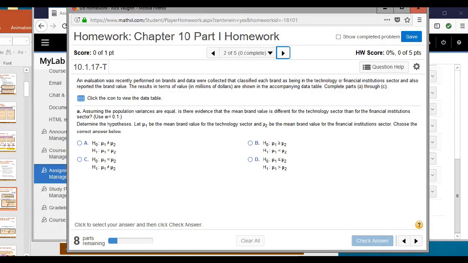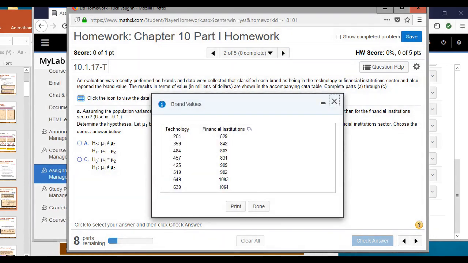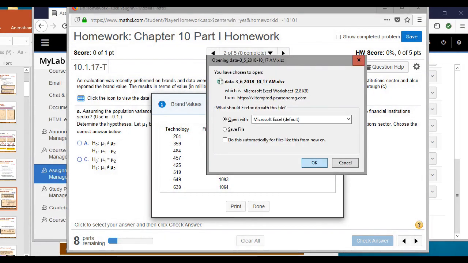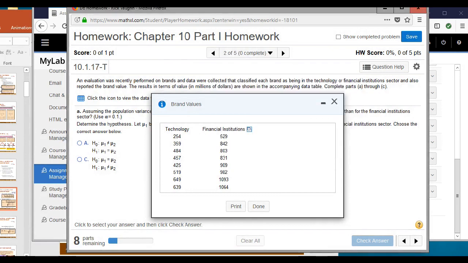So here we have a data table, and if we look at that really quick, we have two different categories, technology and financial institutions. I'm going to load this into Excel so we can use some of the functions in Excel to do our analysis.